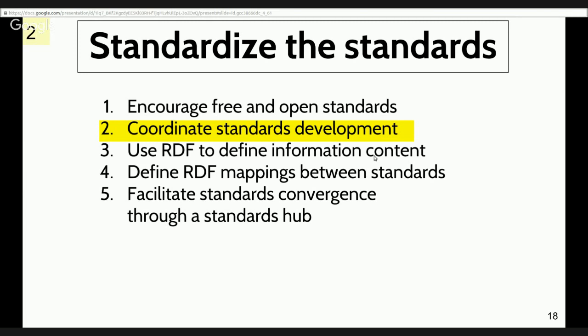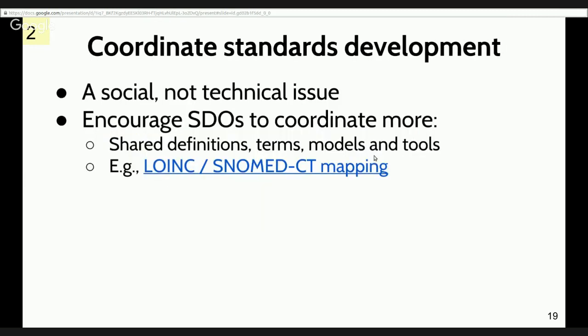The next principle in standardizing the standards is to coordinate standards development. Again, this is a social process of encouraging standards development organizations to do more coordination. What this means is to share definitions, share terms, share data models, and even share tools, so that the standards they produce, even though those standards may be used for slightly different purposes, or even very different purposes, or cover different subdomains of healthcare, can work together better. A good example of this is the good effort between the organizations that produce LOINC and SNOMED CT to enable an official LOINC SNOMED CT mapping. So that's good progress in that area.